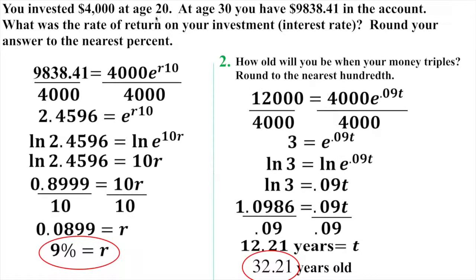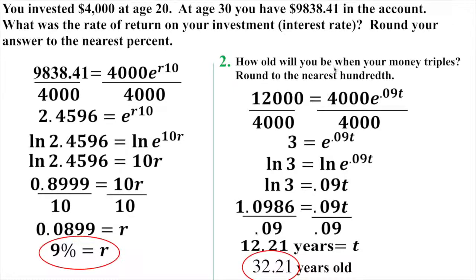Hopefully you identified that this one was really similar to the one that we just did. The only difference is we know what the years are. At 20 you have this amount, at 30 you have this amount. So we know what the years are. The years would be 10. The difference between 20 and 30 would be our 10. What we're looking for here is the rate. So we're actually solving it for the rate. We're going to use the exact same process. We're just solving for r instead of t now, that's all.